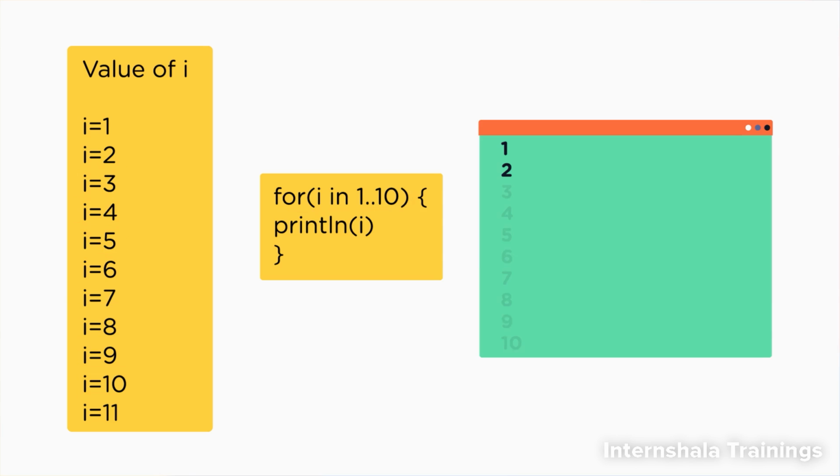The iterator will print and increase by 1 and become 11. Now when this range will be checked, the condition will become false. That is, 11 does not come in the range 1 to 10 and the loop will terminate and will not enter the loop body.